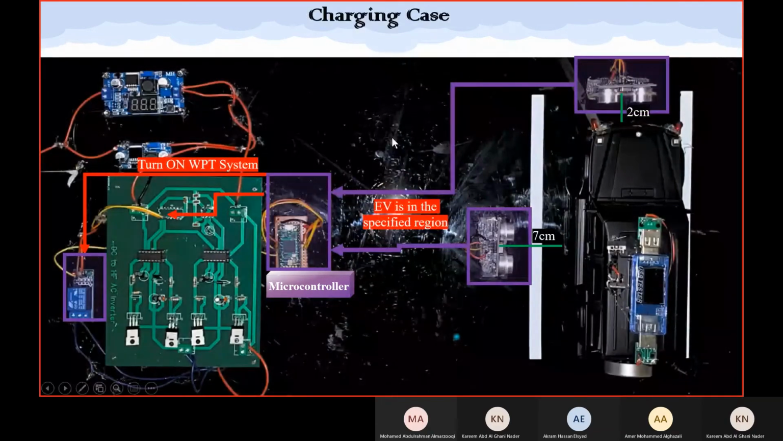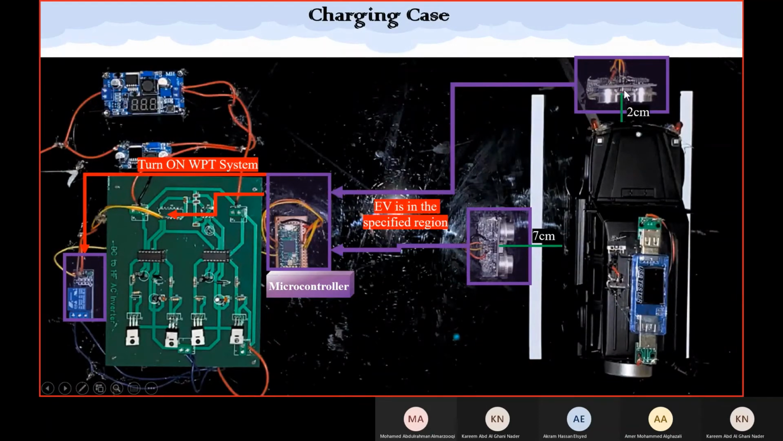Now, in the second case, the charging case, if the distance measured by the top sensor is 2 centimeters and by the left sensor 7 centimeters, the transmitter coil and the receiver coil will be on top of each other. So the electric vehicle is in the specified region. Thus, the microcontroller will turn on the wireless power transfer system by triggering the relay and sending signal 1 and signal 2 to the inverter.